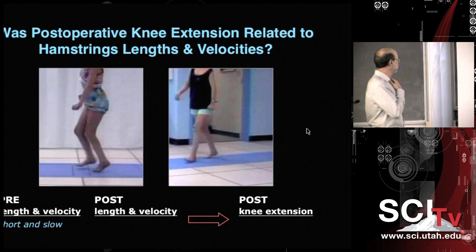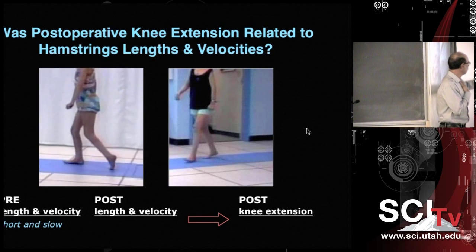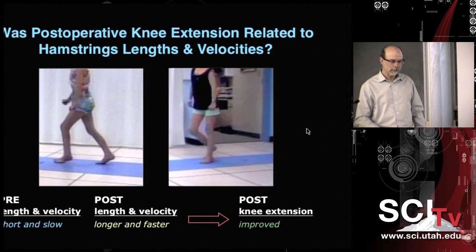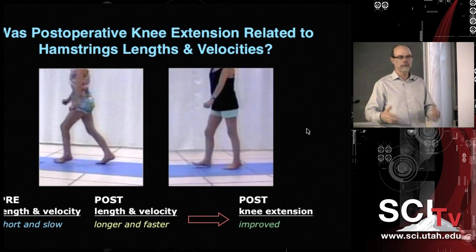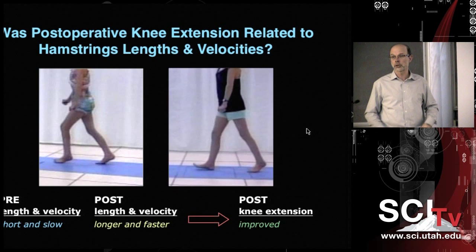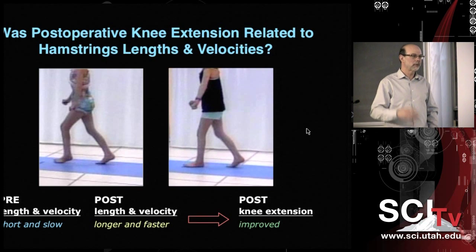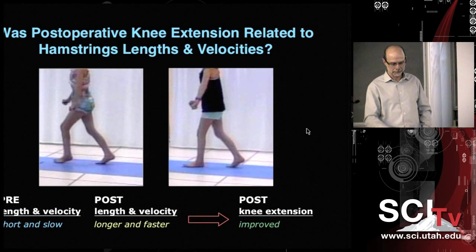So here's a girl whose hamstrings were short and slow preoperatively. Postoperatively, she had a hamstring lengthening. They were longer and faster. She's smoother. She's better. Her knees are straighter. Walks with less energy. So the decision was made consistent with the muscle lengths.